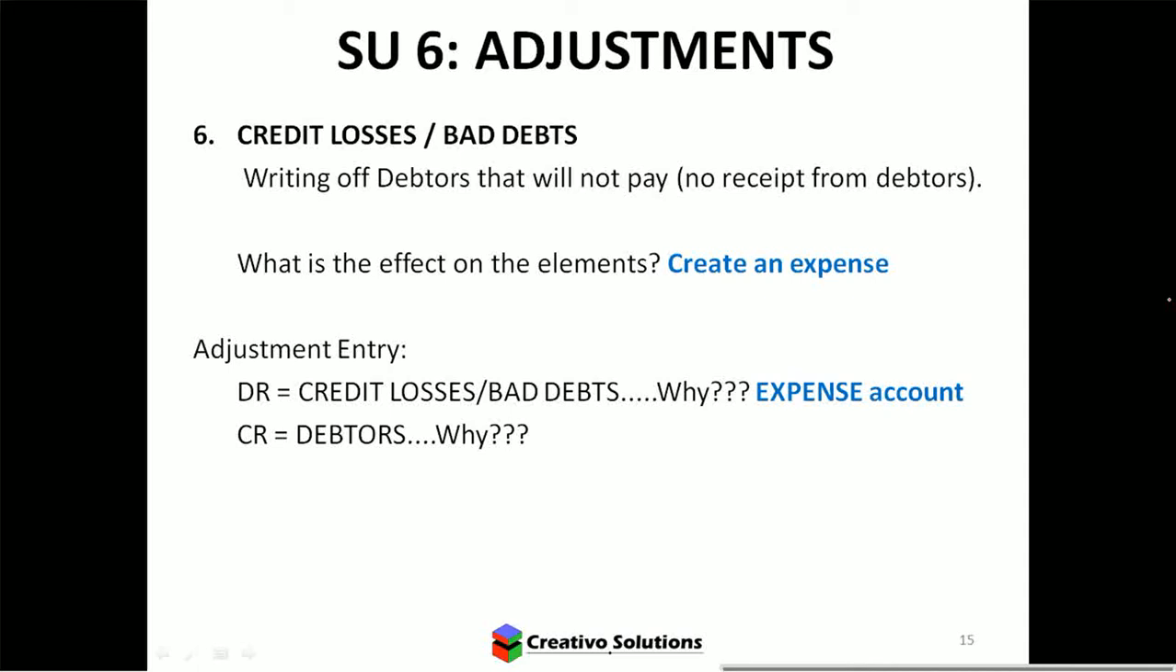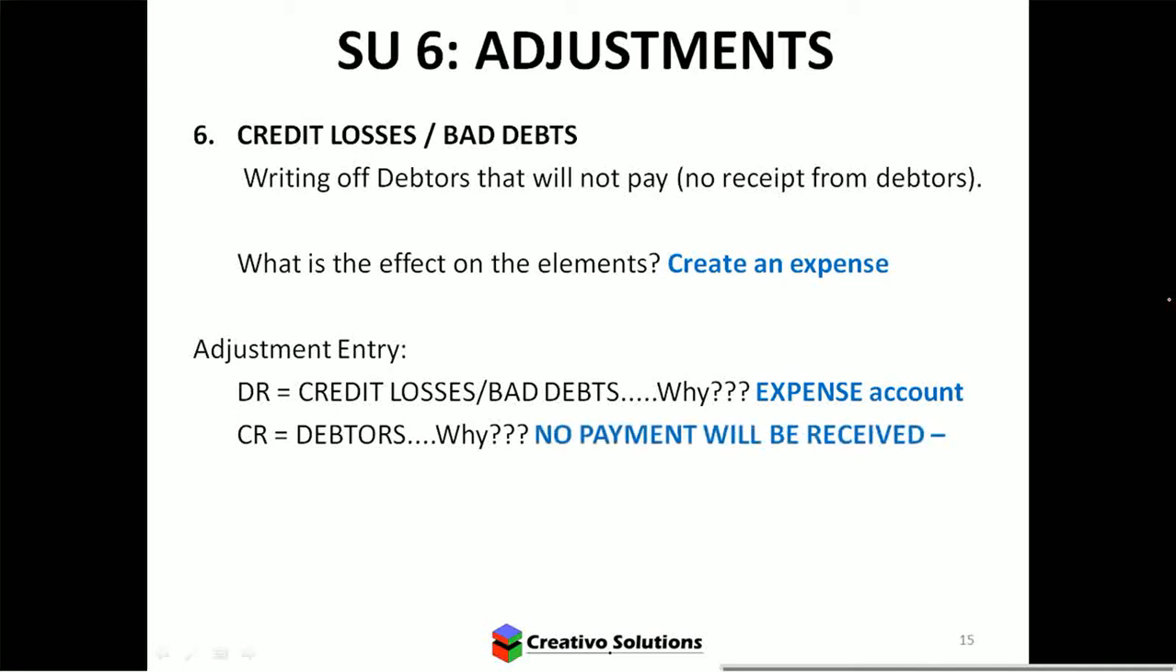Are your debtors over or understated? Overstated, because will you get the payment from your debtor? No, you won't. And if you don't get a payment from your debtor, they don't meet the definition of income or expenses. Expense, for not meeting the definition of income. So credit loss would be seen as an expense. You're right.